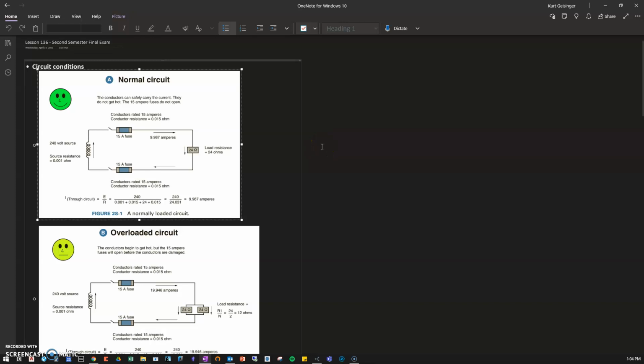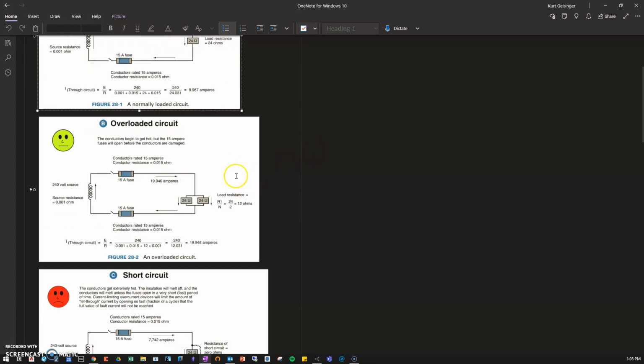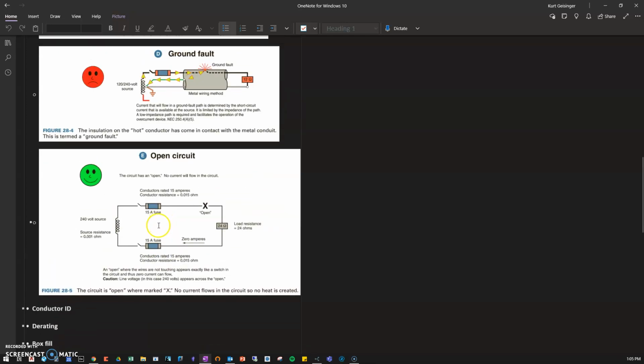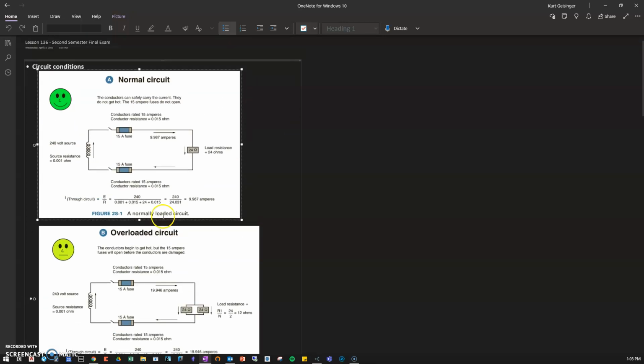And essentially what we're talking about, and maybe these pictures look familiar, is that we have normal circuits, overloaded circuits, short circuits, ground faults, and open circuits. Those are the 5 main circuit conditions your text talks about, and these pictures come right out of the EWR textbook, I believe it is. I always find these pictures comical because they use the little smiley faces and frowny faces, but I feel like there's maybe a more mature way to do that. But anyway, it still gets the point across.